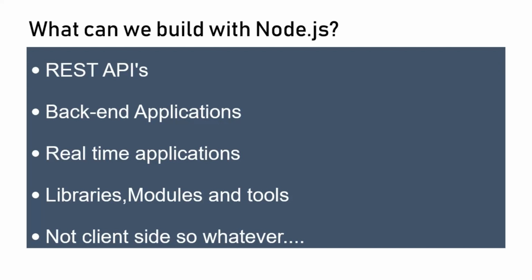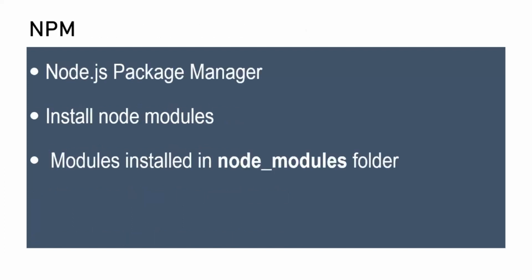Then libraries, modules and tools: we can separate some of the libraries and modules from the main application, and whenever we want to use a library or module, we can import it using the node package manager. We will see about the node package manager in the upcoming sessions. And then the Node client side. Node.js is mainly not for client-side functionalities. We can do whatever functionality on the server side and just bind the application results on the client side.